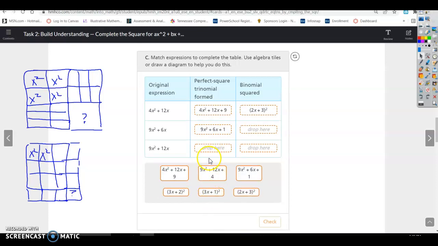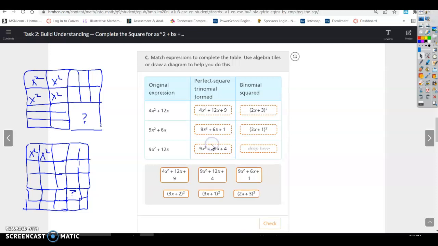And then to factor that would be 3x plus 1 quantity squared. All right, so now I have 9x squared plus 12x, so that's what I was drawing in the beginning. So if I add one more row here and one more row here, that means now I have 4 individual tiles to make that complete square. So I need to add 4 to the last one, and then 3x plus 2 quantity squared.